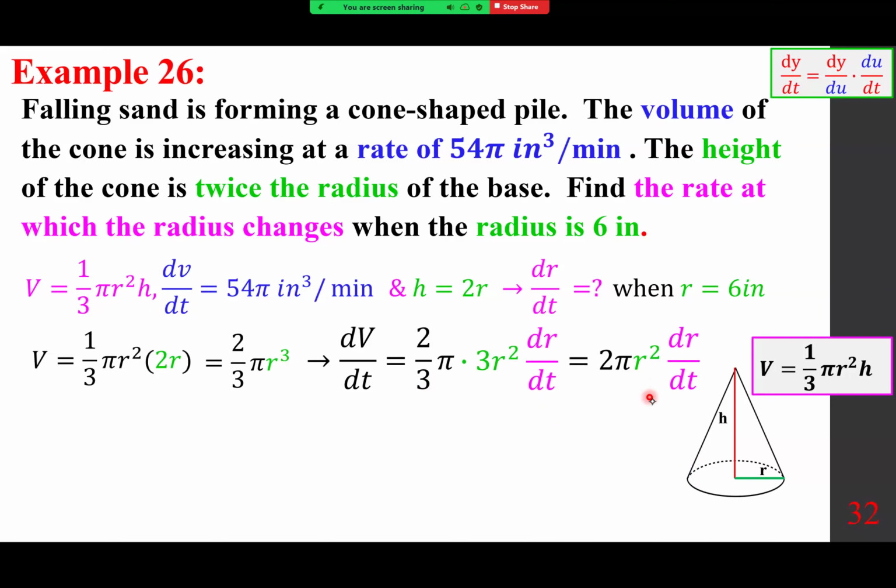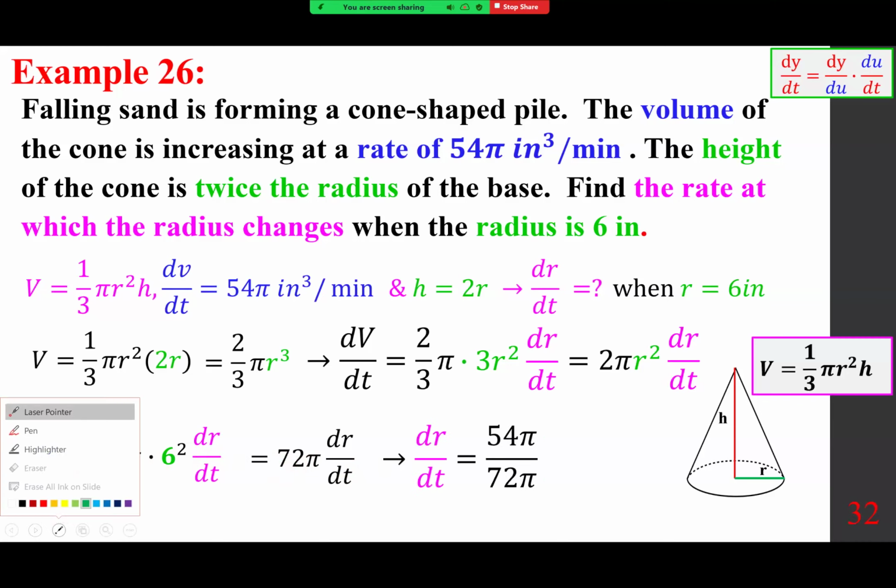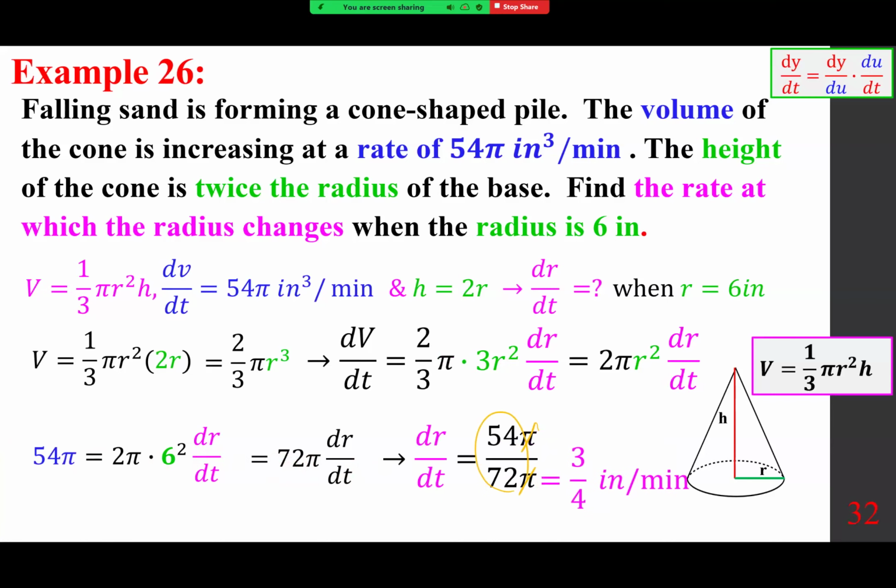Now, dV/dt is known, r is also known, and what is missing is dr/dt. 6 squared is 36 times 2 makes it 72, so 72 pi dr/dt. We are going to divide both sides of this equation by 72 pi. The pi's cancel out. Both of them are divisible by 18, so 3 over 4 of an inch per minute.